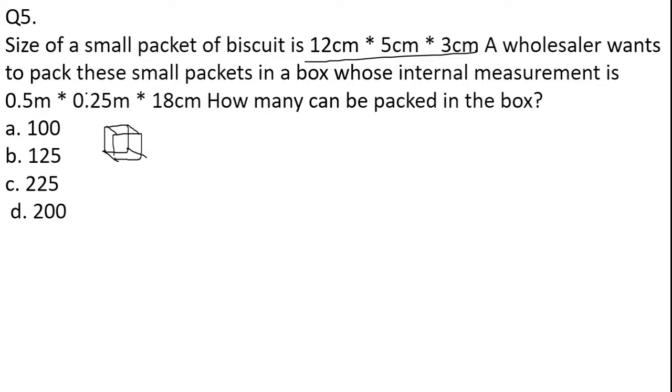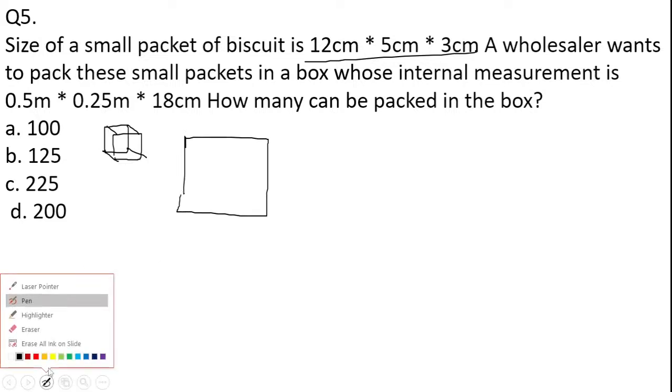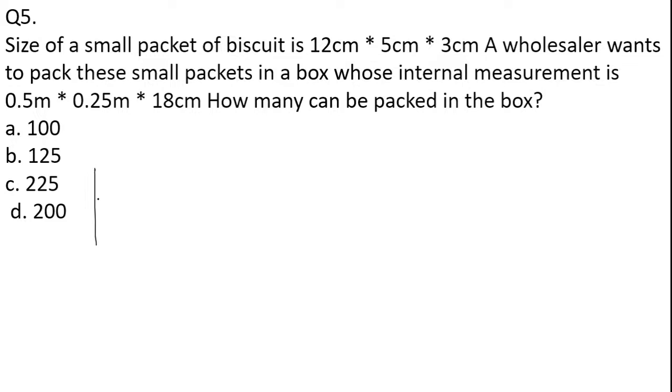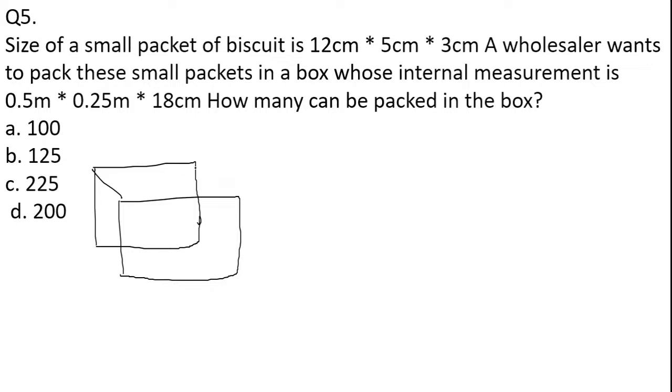A wholesaler wants to pack these small packets in a box. For example, this is that box in which that wholesaler has to pack all these biscuit packets. Basically, it's going to keep all those biscuit packets in this whole box. Okay, and the dimensions of the box have been mentioned, which is 0.5 meters, 0.25, and 18 centimeters.